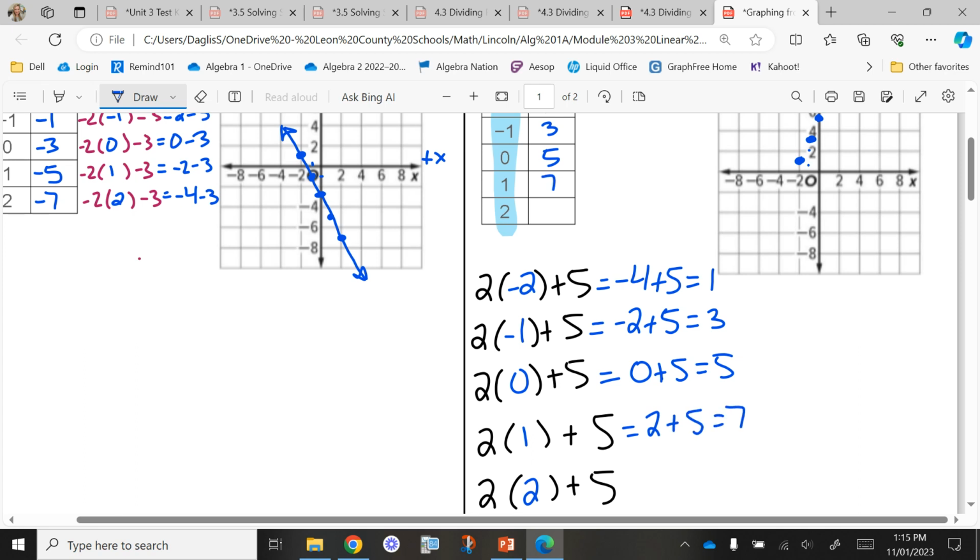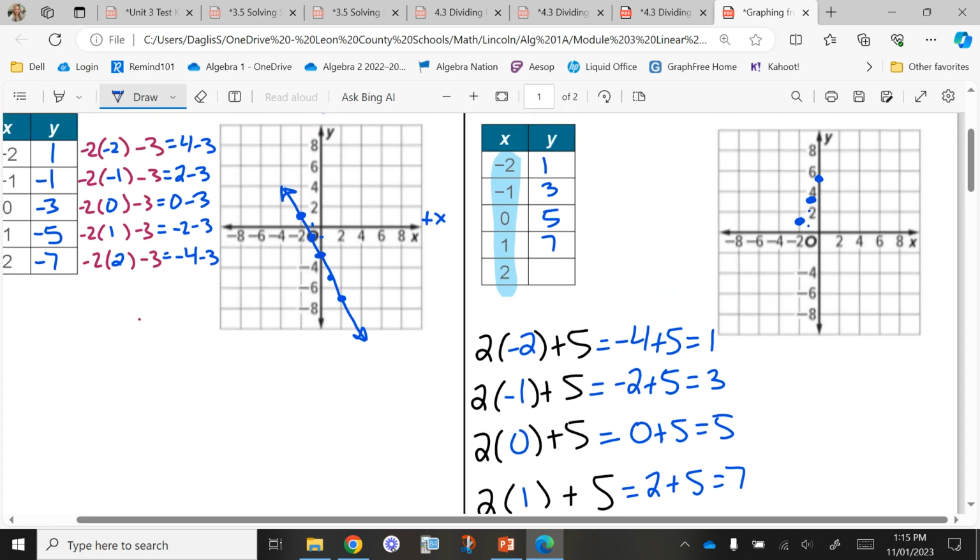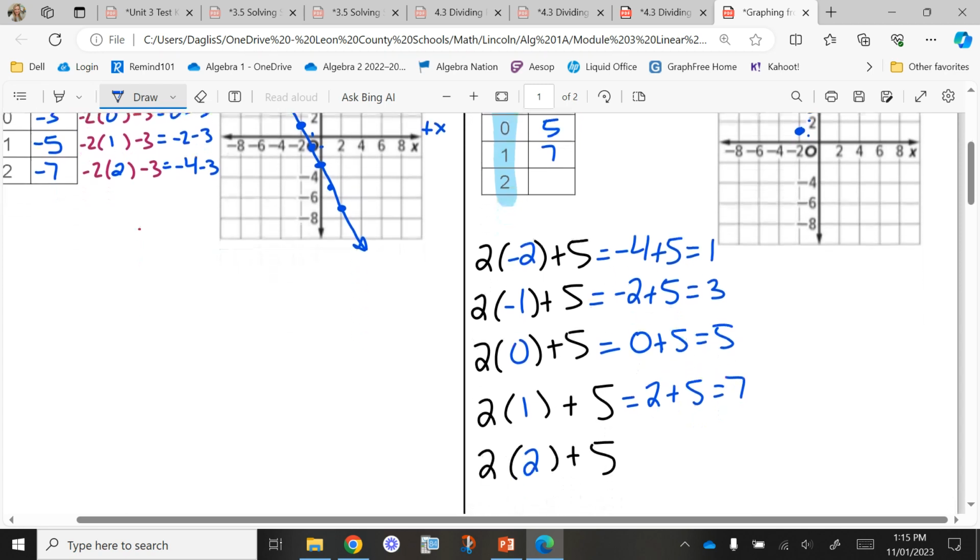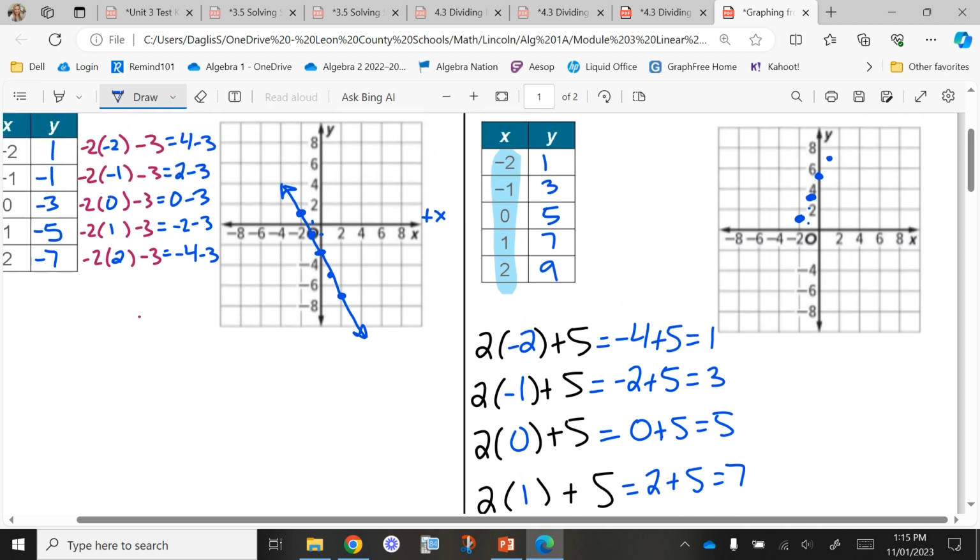Do we see a pattern? Oh. What do you think the next one's going to be? You think it's going to be 9? 2 times 2 is 4. And 4 plus 5, look at that. Over 2 and up 9, so about right there.